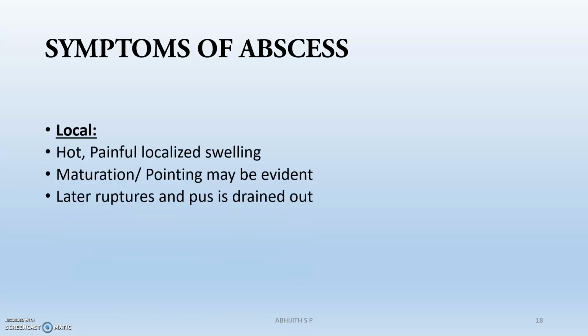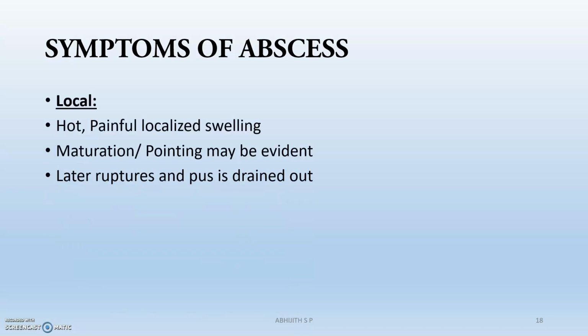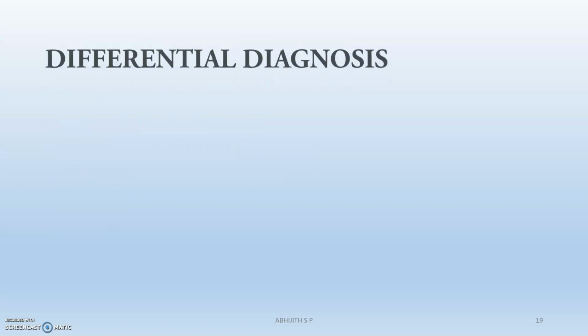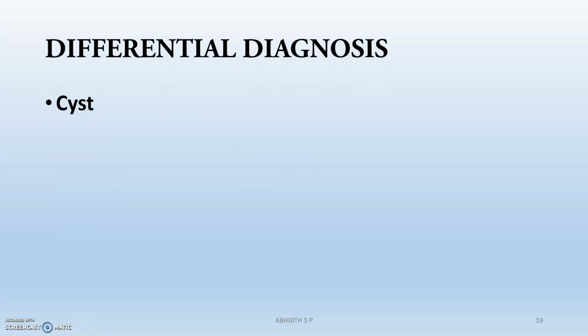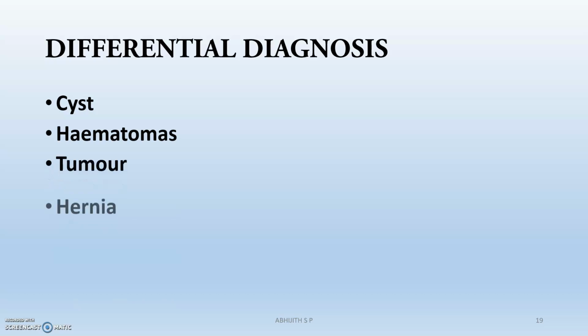Moving to the symptoms of abscess. In case of a local abscess, we will have a hot, painful, localized swelling, maturation, later rupture, and the pus is drained out. In case of systemic involvement, it will lead to pyrexia and sometimes to septicemia, shock and death. Next is differential diagnosis. We have to differentiate it from cyst, hematoma, tumor and hernia.